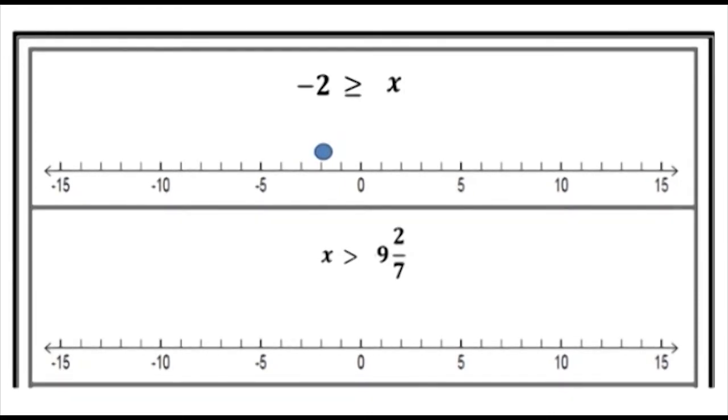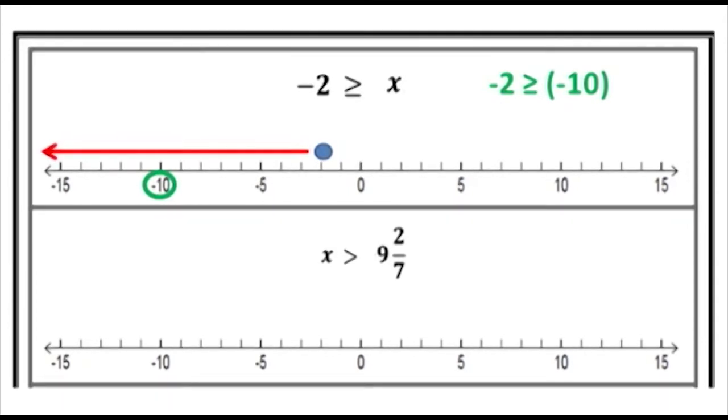Pick any integer and substitute it into the inequality. In this case, I used -10. -2 is in fact greater than or equal to -10. That's a true statement, so we point our arrow from the plotted point towards the substituted integer. In this case, -10 is left of -2, so I point to the left. All values to the left of -2 and including -2 are solutions to this inequality.